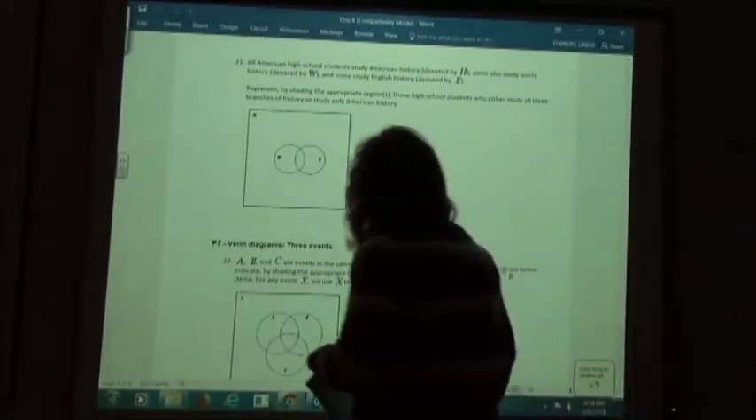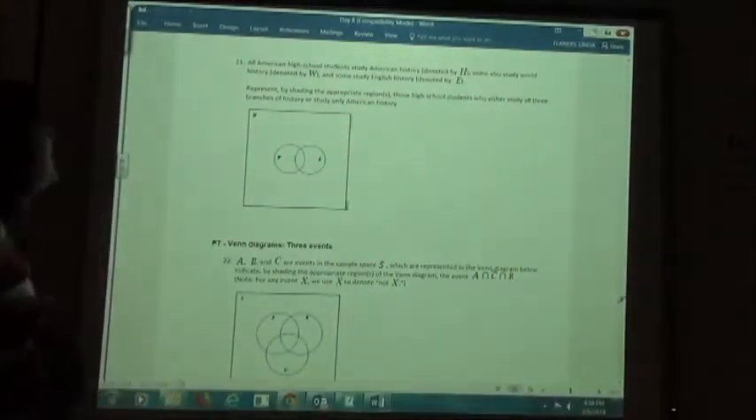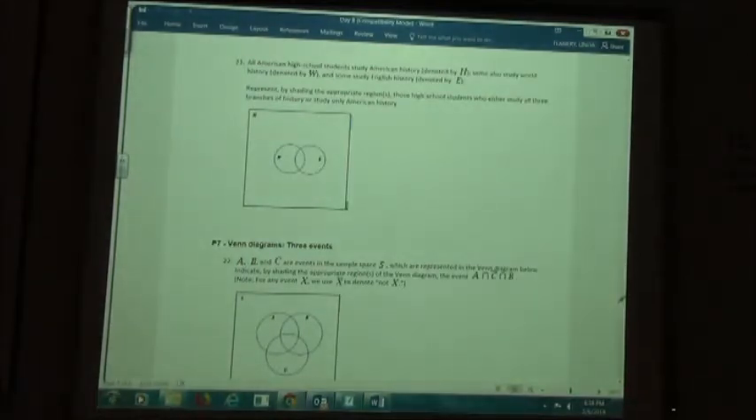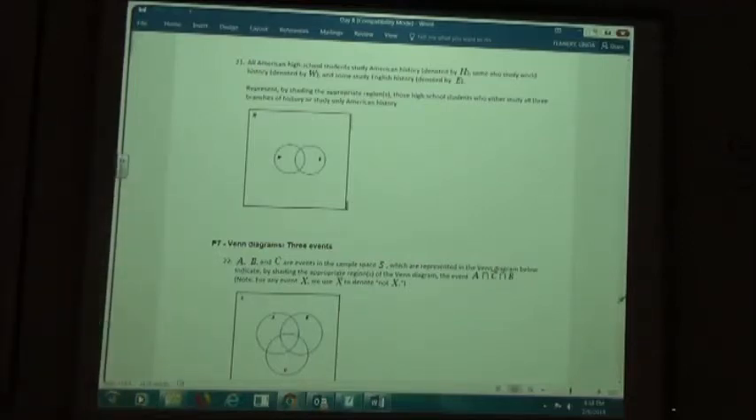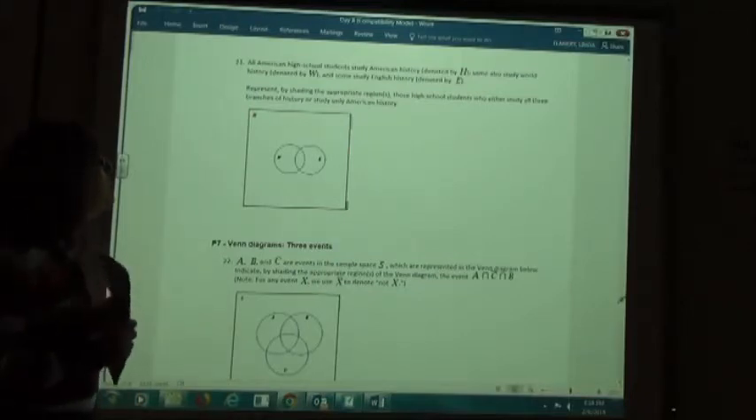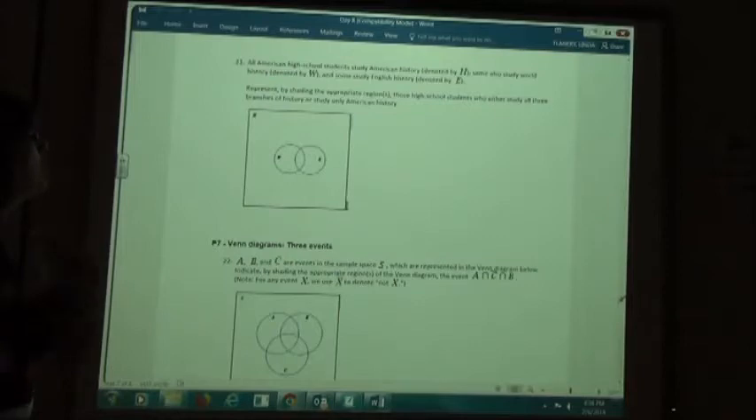Number 21. All American high school students study American history, denoted by H. Some also study world history, denoted by the W, and some study English history with the E. So represent by shading the appropriate regions those high school students who either studied all three branches of history or study only American history. So if it's an or, we can do them both separately.